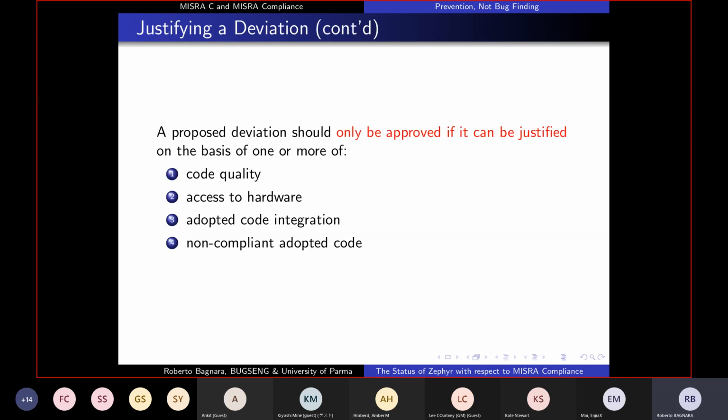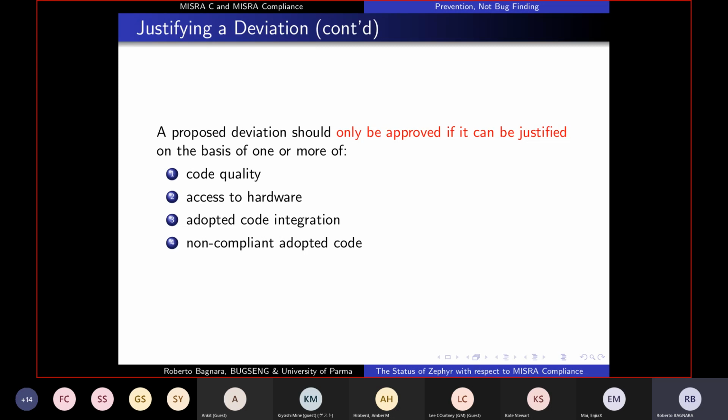The next slide is another excerpt from MISRA Compliance 2020. It says that a proposed deviation should only be approved if it can be justified on the basis of one or more of the following: code quality, access to hardware, adopted code integration, non-compliant adopted code. So let me use this just to stress again that code quality comes first.